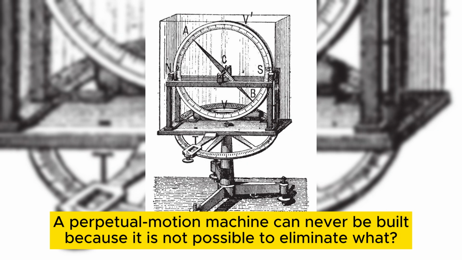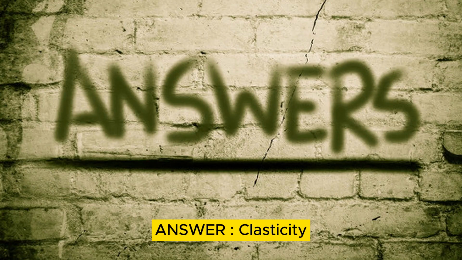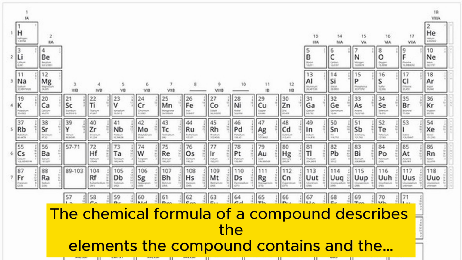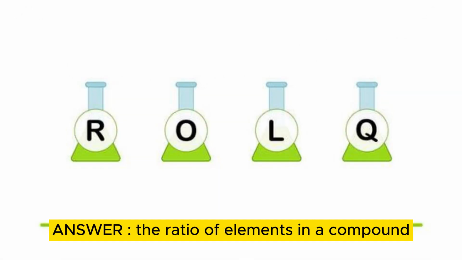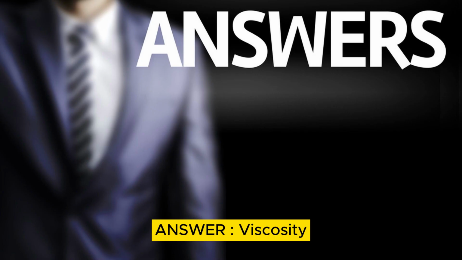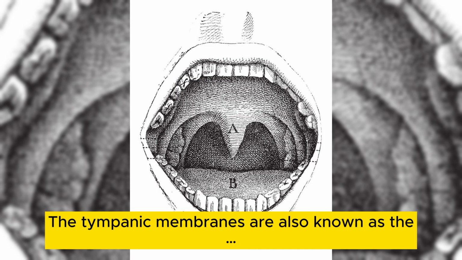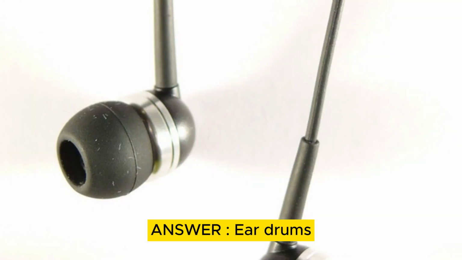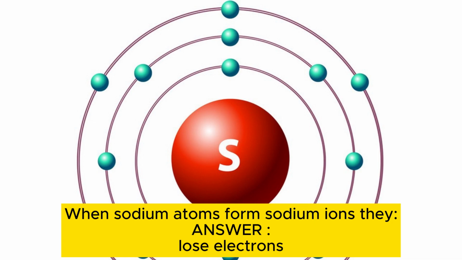What is the symbol for hydroxyl ion? A perpetual motion machine can never be built because it is not possible to eliminate what? Answer: plasticity. The chemical formula of a compound describes the elements the compound contains and the what? Answer: the ratio of elements in a compound. When scientists measure a liquid's resistance to flow, they are measuring the liquid's what? Answer: viscosity. The tympanic membranes are also known as the what? Answer: eardrums.